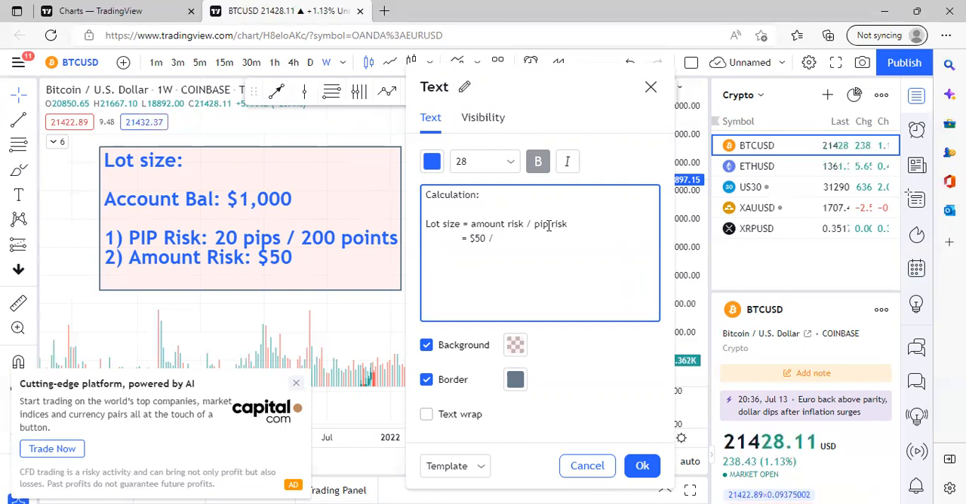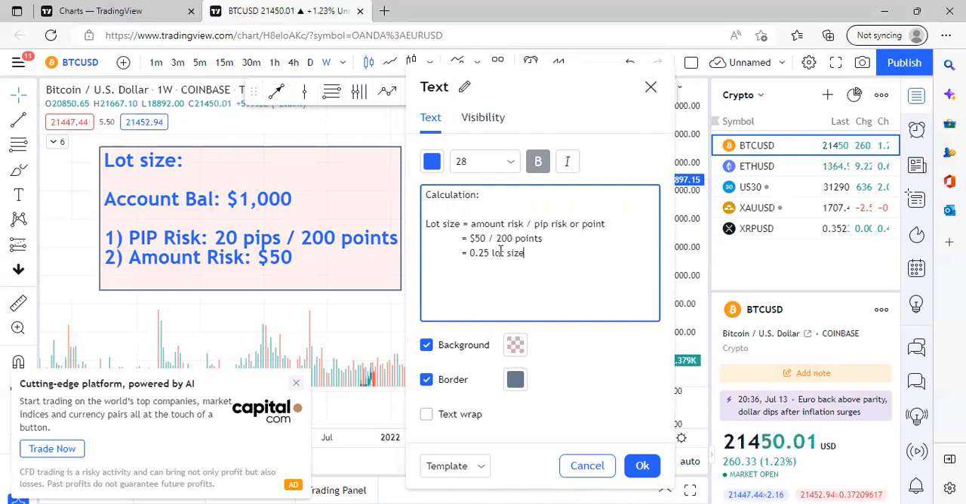Your pip risk or points is 200. So if you divide $50 by your 200 points, what you will have as your lot size will be 0.25. So what you will have is 0.25 lot size.